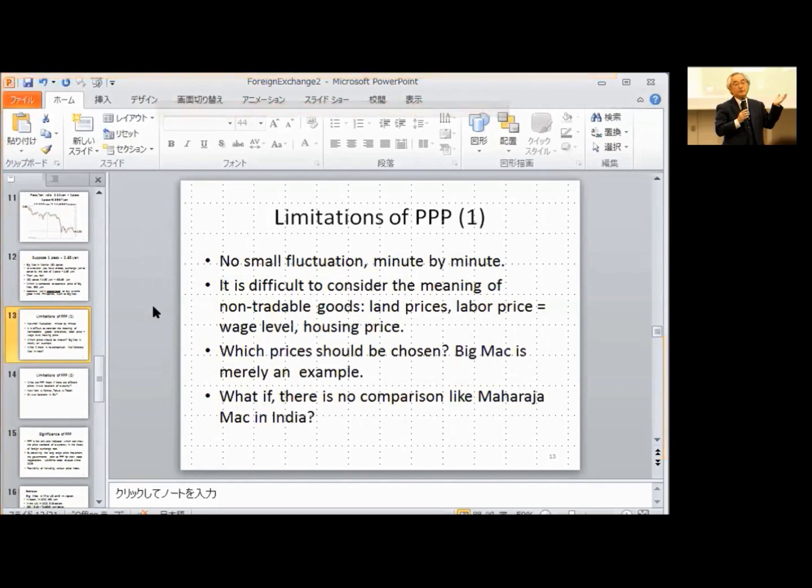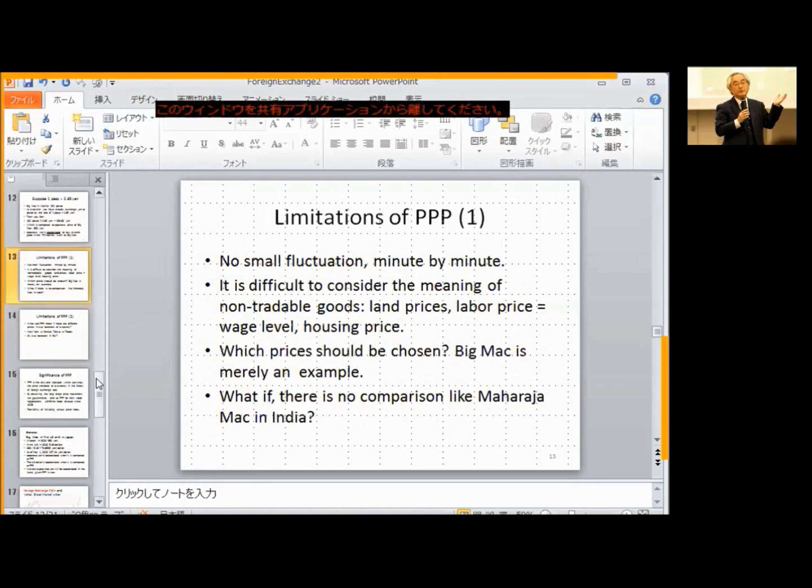And as you read already, it's difficult to consider the meaning of non-tradable goods like land price, labor price, or wage level or housing price. These are not counted, not imputed in the PPP.